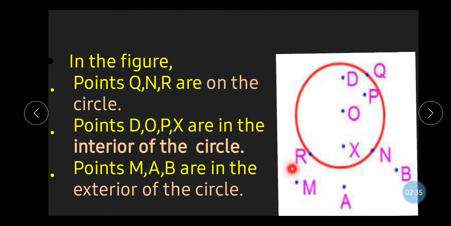Next, points M, A, B are exterior of the circle. They are outside the circle. So, points M, A, B are in the exterior of the circle. The points which lie in the circle are called interior points. The points which lie on the boundary of the circle are called points on the circle, and the points which lie outside the circle are known as exterior points.